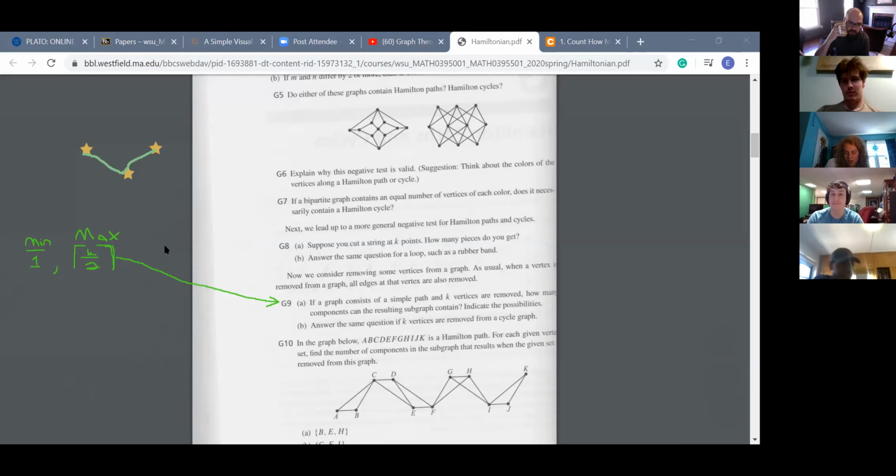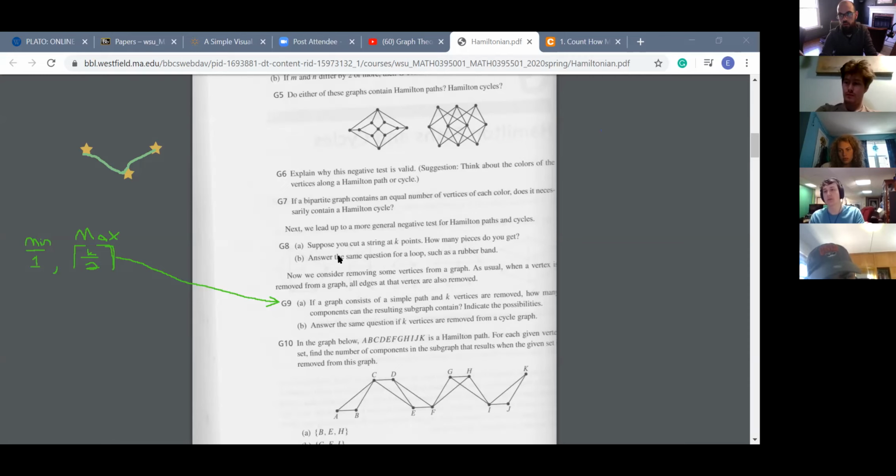Tell me about it. So that's for the path. So if a graph consists of a simple path and k vertices are removed, it will contain at minimum, well, I guess 0 components if you removed all the vertices, right? But a minimum of 1 if you don't remove everything. If you just remove one thing, yeah. And that would be if you remove only the end points, right?